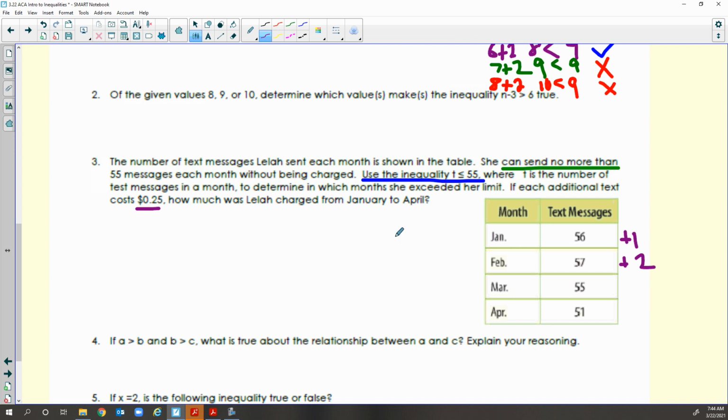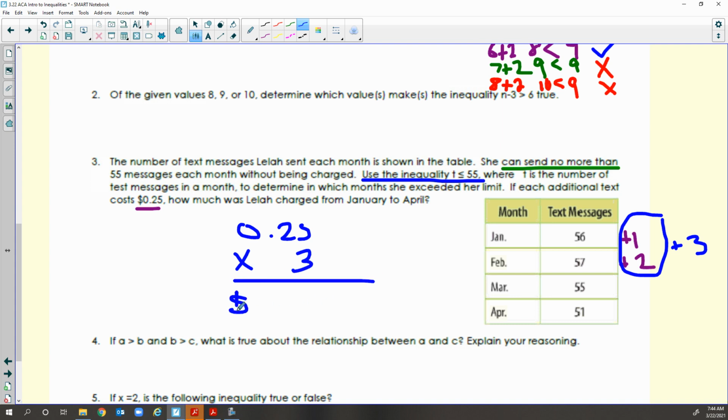Okay, so in all these months, we want to see how much she got charged extra. Well, she only got charged for how many extra text messages? She got charged for 3 extra. So all we have to do is take 25 cents times 3, and we'll get our answer for how much she went over. So we had to use the inequality to help us figure this out. Okay, but then we had to do some extra math and interpret what was going on in our table. Okay, so we should end up getting Leah was charged 75 cents for the extra text messages in the 4 months.